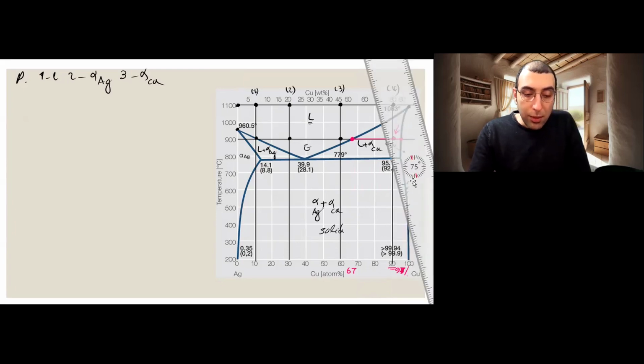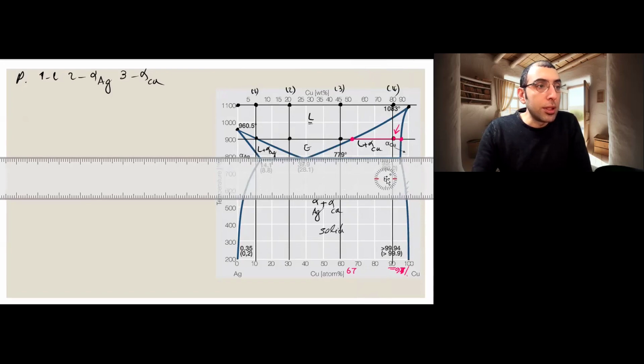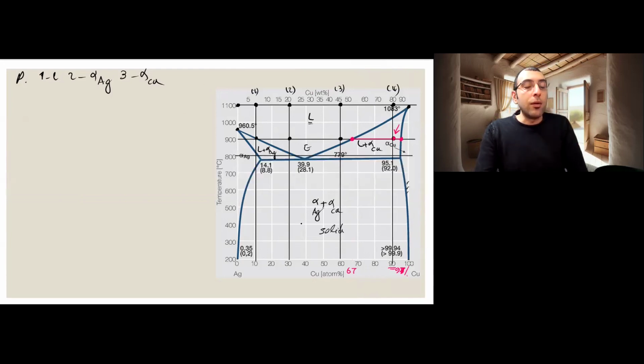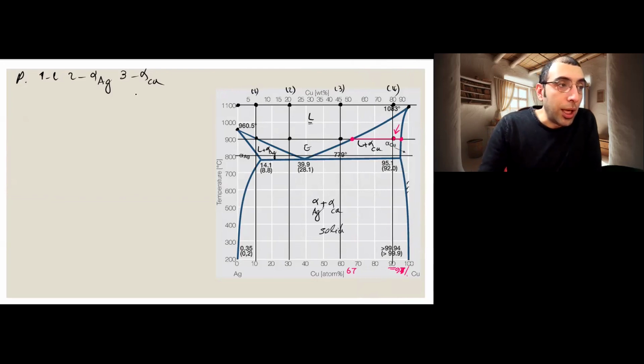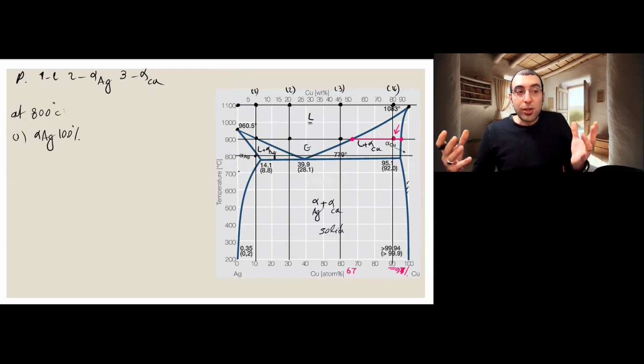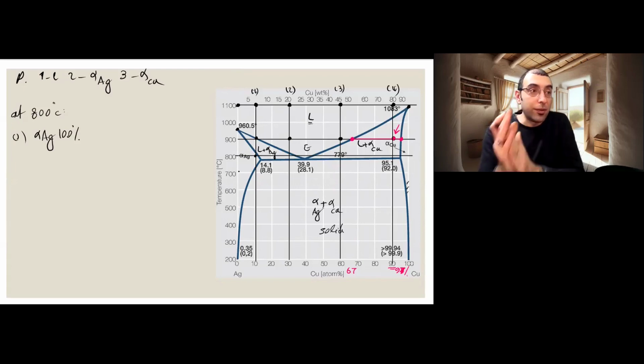Okay, now let's cool it down furthermore. So we are, say, in this region. I think it's 800 degrees if I'm not mistaken. Yeah, now we are at 800 degrees. So at 800 degrees Celsius for alloy number 1, we are in pure alpha silver, 100%. We are in this region. Alpha silver is a solid solution of silver and copper in single phase.